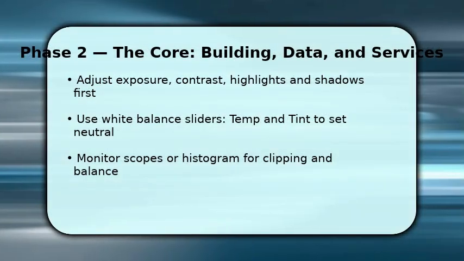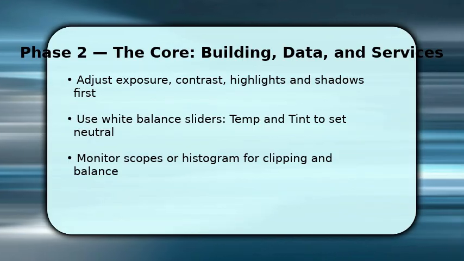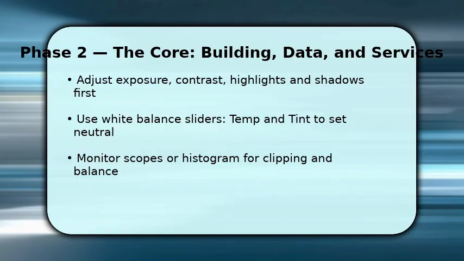You should begin with primary corrections. Lower or raise exposure to protect highlights, then shape contrast to keep midtones readable. That's why you address these first. Once done, balance whites and blacks and then tackle white balance using temp and tint to remove color cast. This sets a neutral baseline.